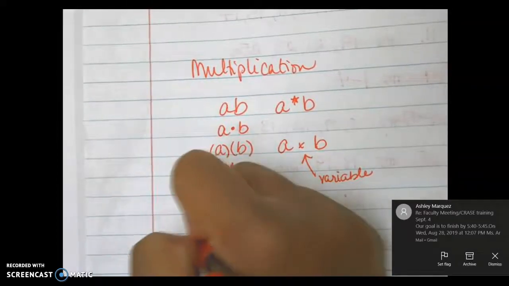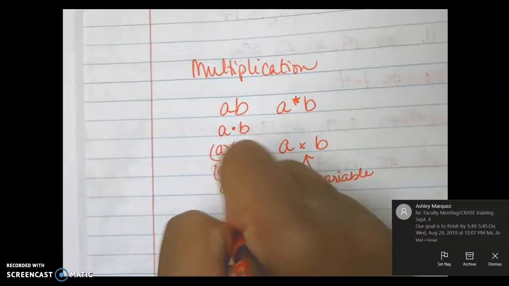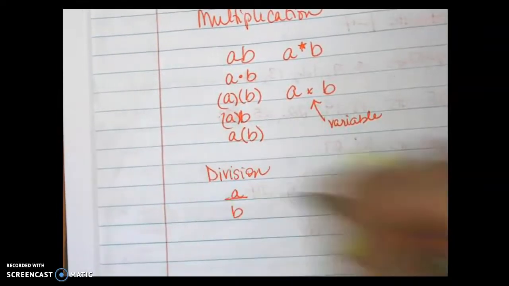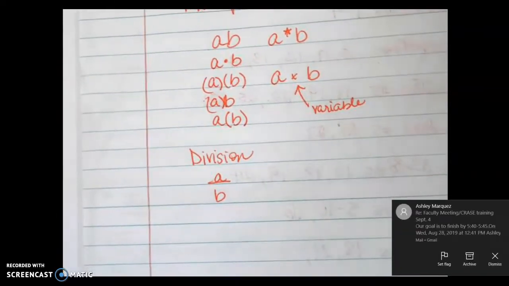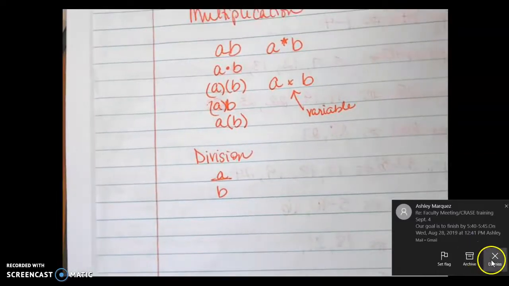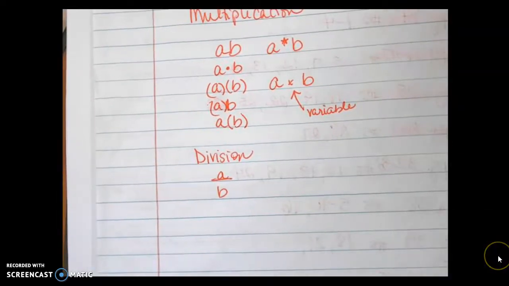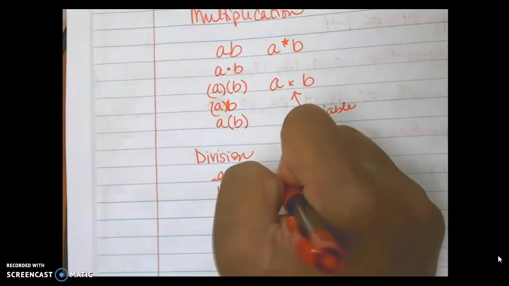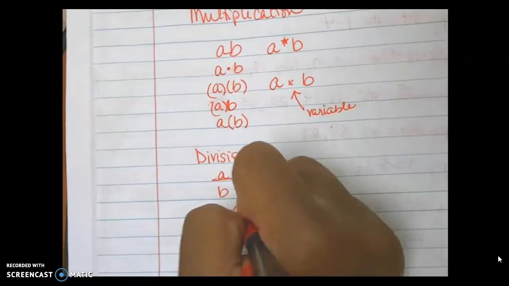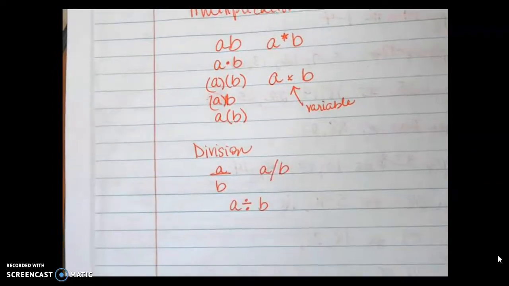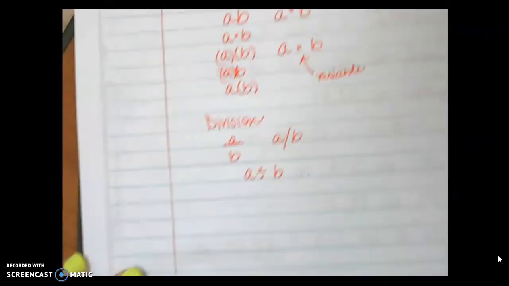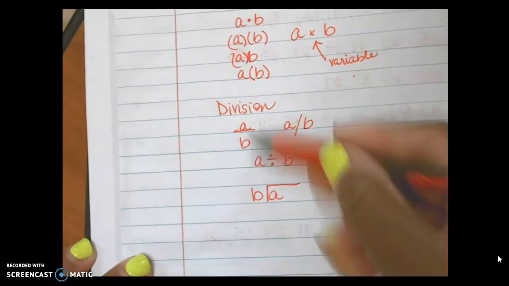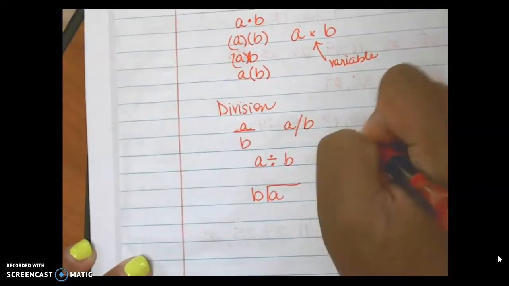Division is also going to be a little different looking. We're going to see it in fraction form, A over B. This is also a ratio. And we will have A slash B and A divided by B, and long division, A by B. Top in, bottom out. Keep that in mind.